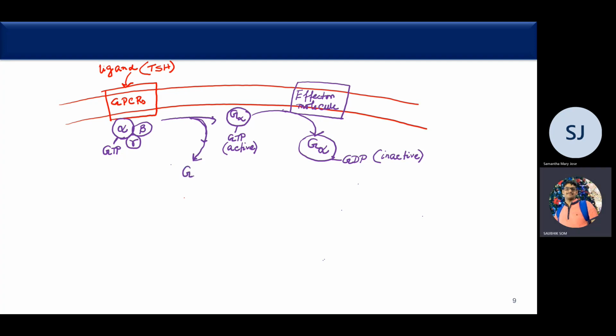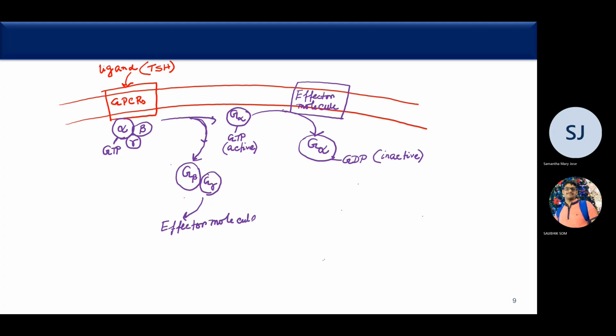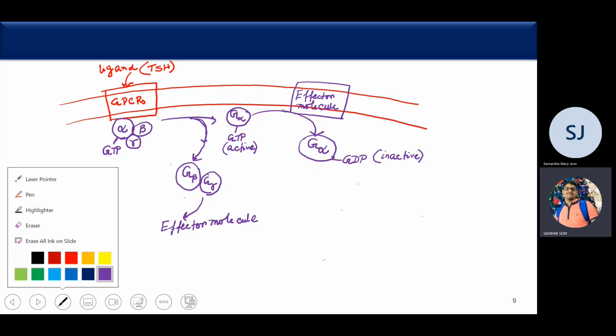And I have told you there is one more, the G beta G gamma dimer. It looks like this. The G beta G gamma dimer will also have some effect. They will also activate some effector molecule. And then after that, there are several proteins that will help in reforming the subunit.